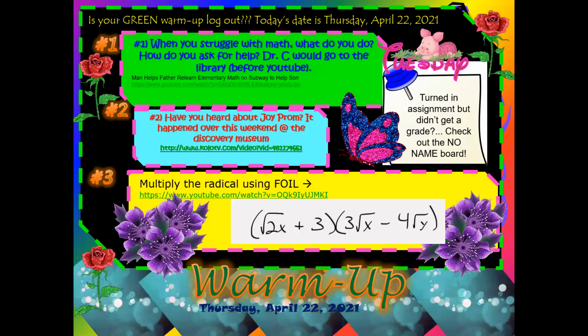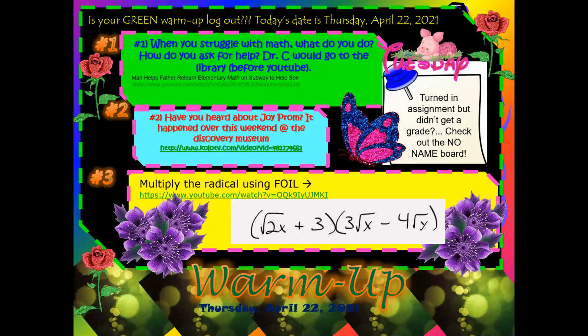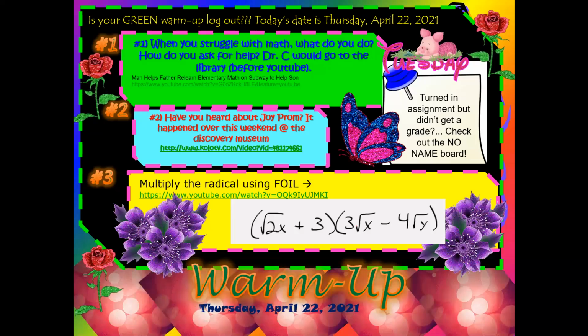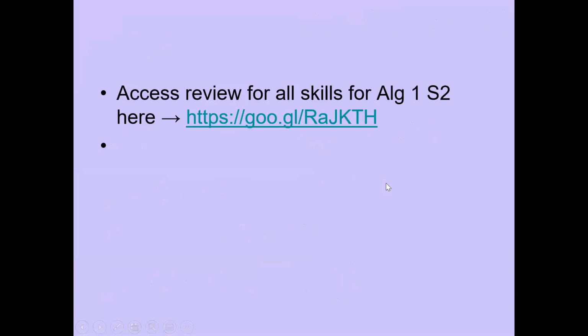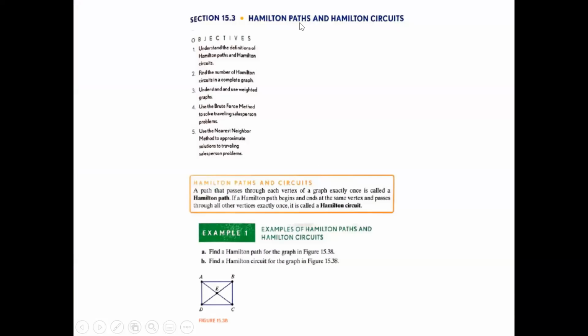So pause the video and answer the following 3 questions. Today we're going to talk about Hamilton's paths and circuits, which is kind of like Euler's, but a little bit different. First thing I want you guys to do is go ahead and read the objectives right there, and then read the description of what it is. Highlight the most important parts.